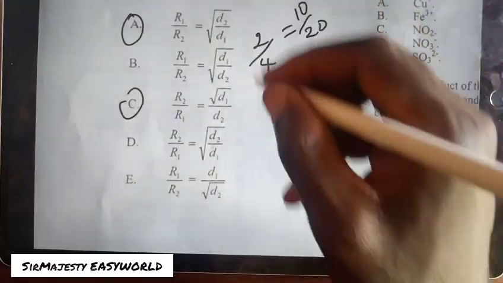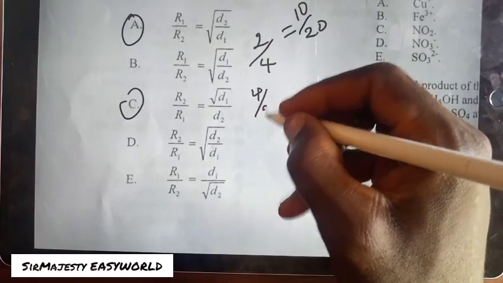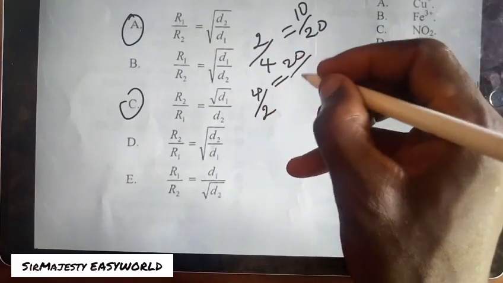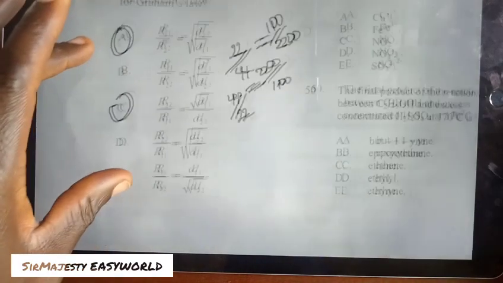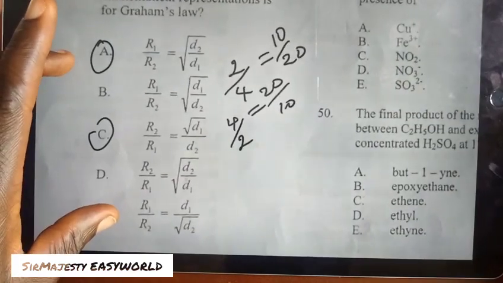Let me invert here. It becomes 4 over 2, which is also equal to 20 over 10, which is correct. 4 over 2 is 2, and 20 over 10 is also 2. So A and C are the correct ways of representing Graham's law.